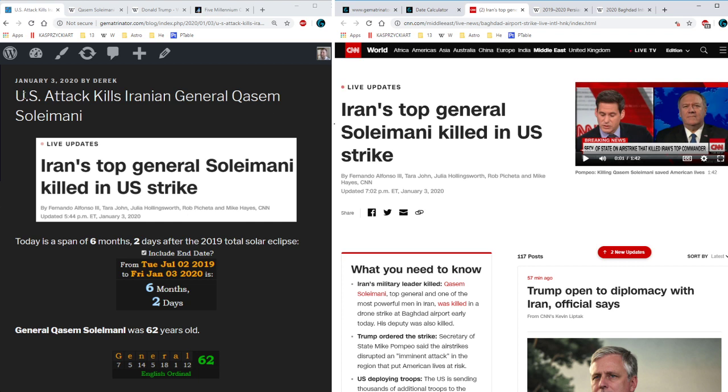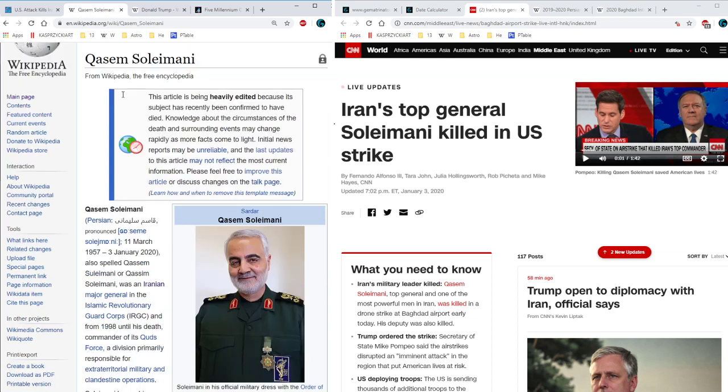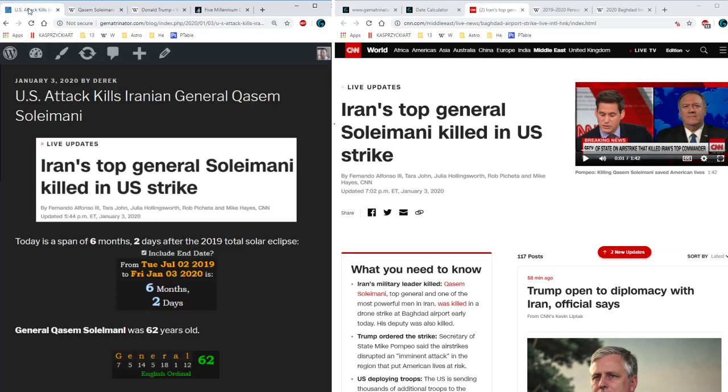Now, there's a lot of things to look at. There's a lot of moving pieces here, a lot of people. But we're going to focus on the two main characters of this story, Donald Trump, the United States president, who ordered the airstrike in Baghdad, and Iran's top general, Qasem Soleimani, the key official who was said to have died in the attack.